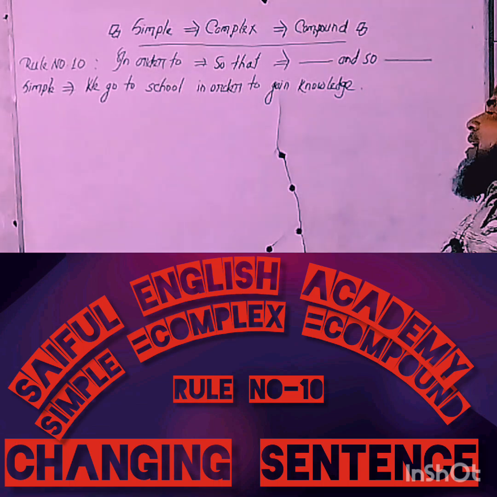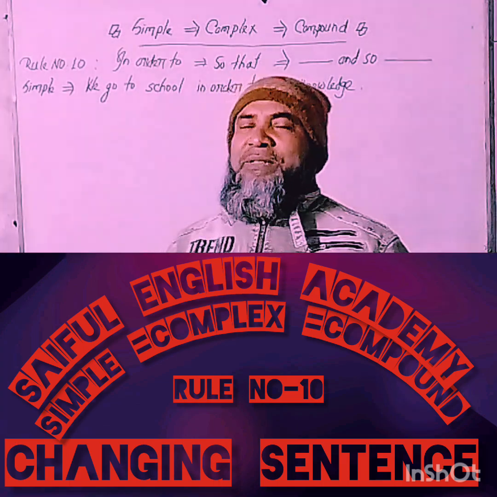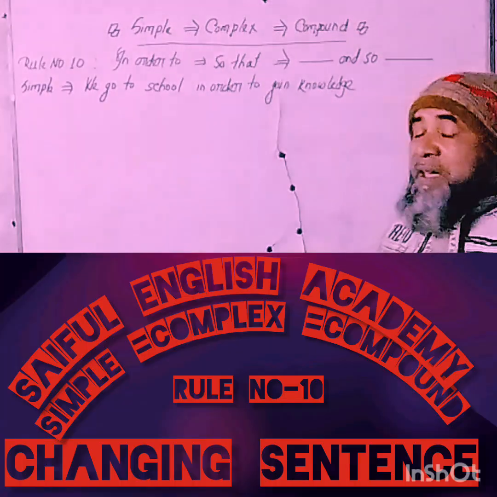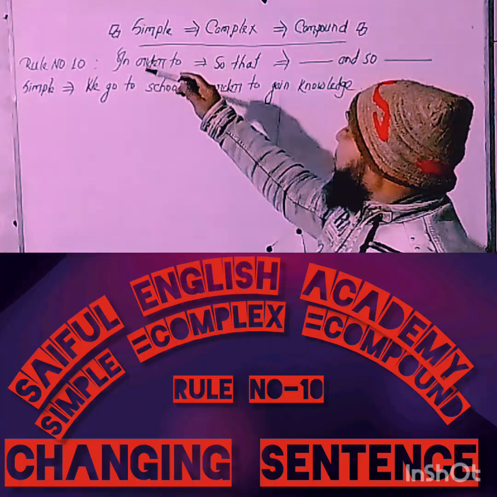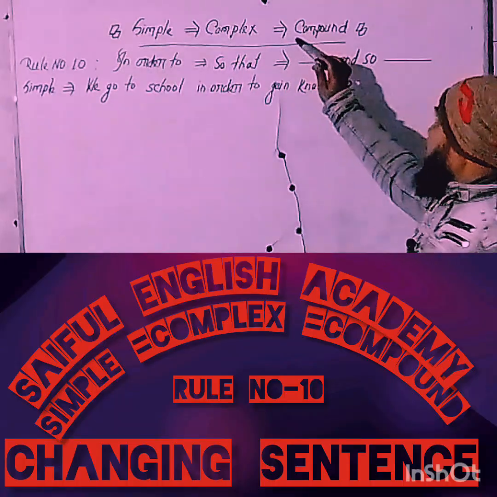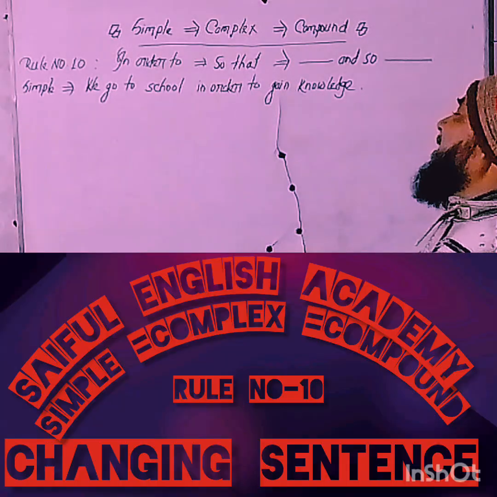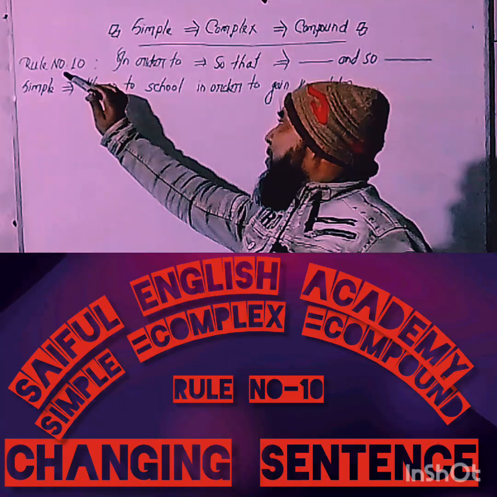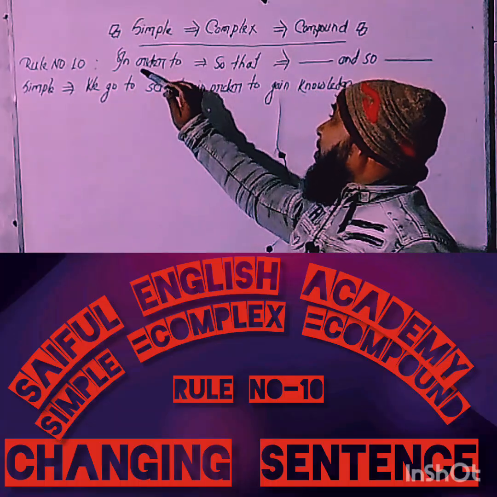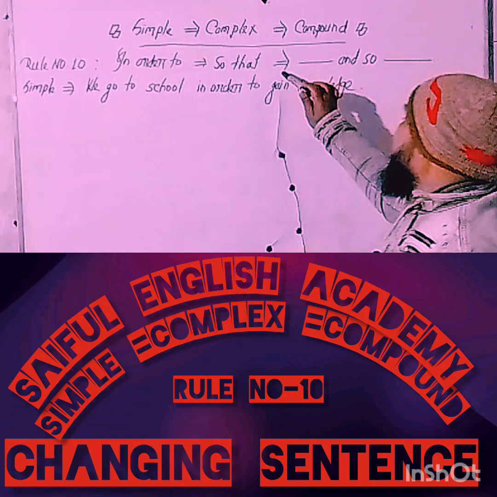Today's class, I have been present in front of you with a new class with the reference of my previous classes, changing sentences from simple to complex to compound. Today's class, I'm trying to show you rule number 10: in order to is equal to so that is equal to so.